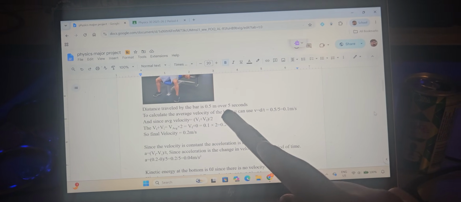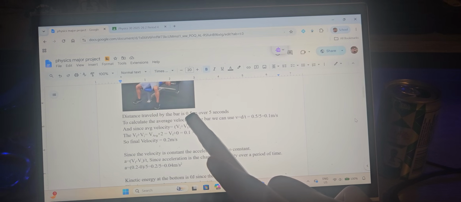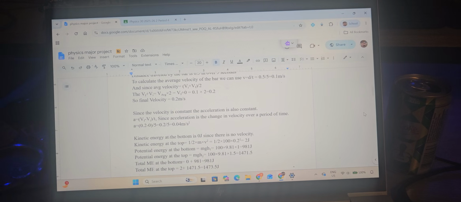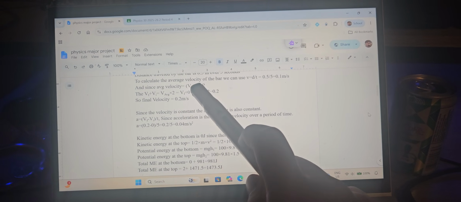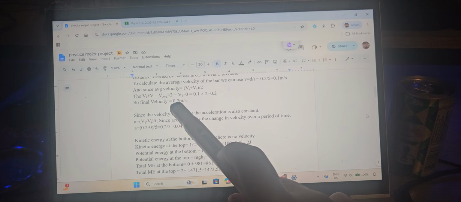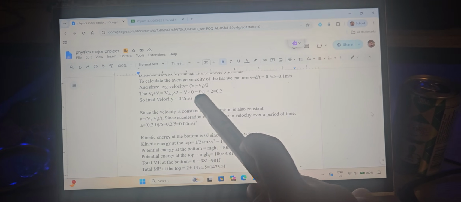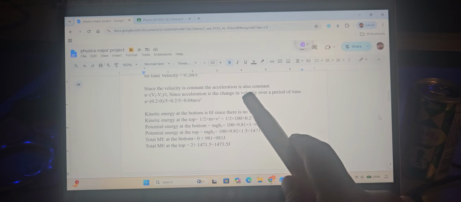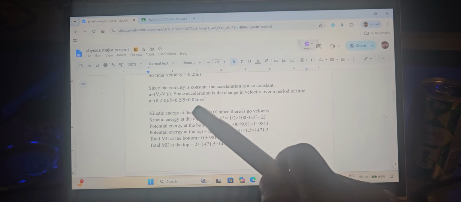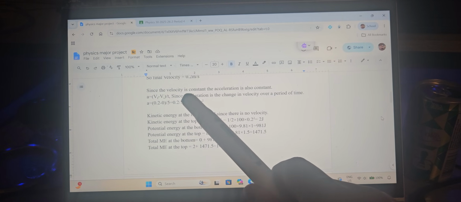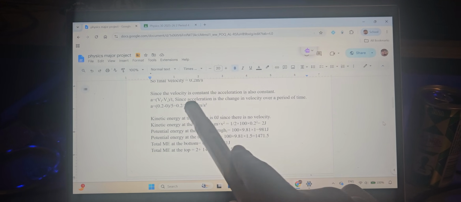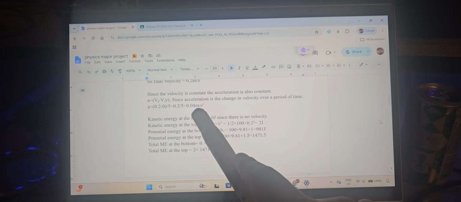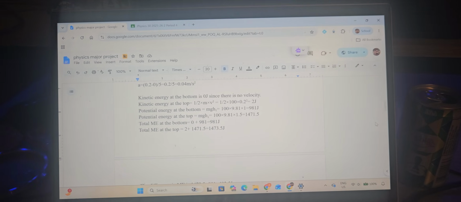First things first, we got the distance traveled, which is basically the displacement, and the time to calculate our average velocity. Since we have our average velocity and our initial velocity, we can calculate our final velocity using this equation, which is pretty easy. And since our velocity is constant, our acceleration will also be constant, so we can use this equation to find our acceleration, which comes out to be 0.04 meters per second squared.